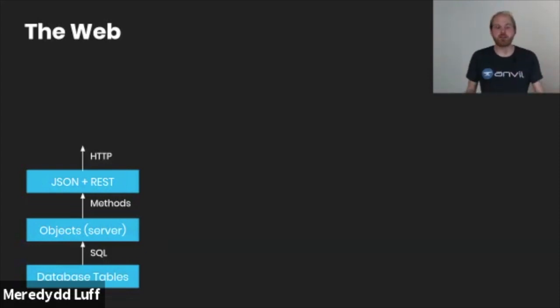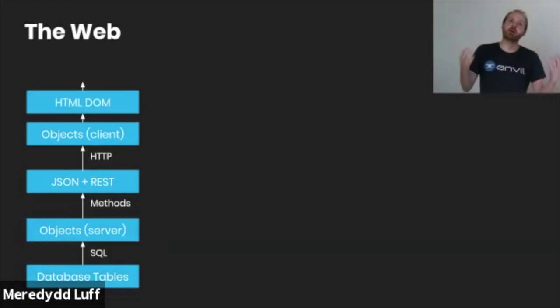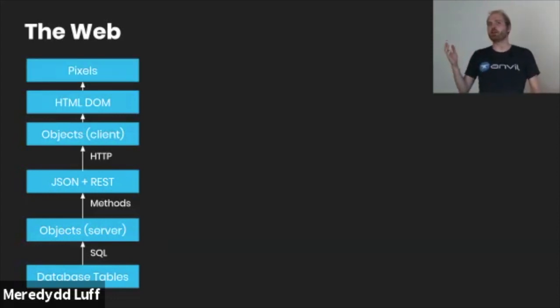But on the other end of that HTTP request is JavaScript code, which will reassemble it into JavaScript objects with its own methods, its own attributes, and then turn around and render that into HTML DOM with an idiosyncratic API all of its own, and then use a rules-based language to render that into pixels. I mean, that is a lot of representations.